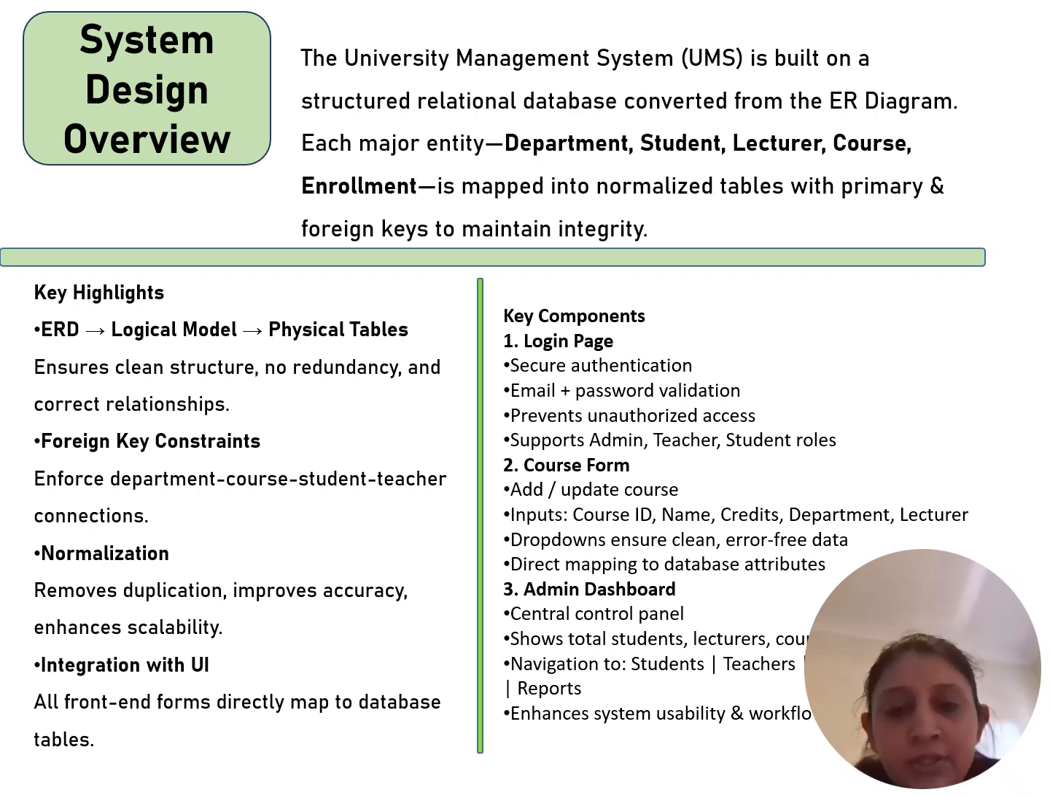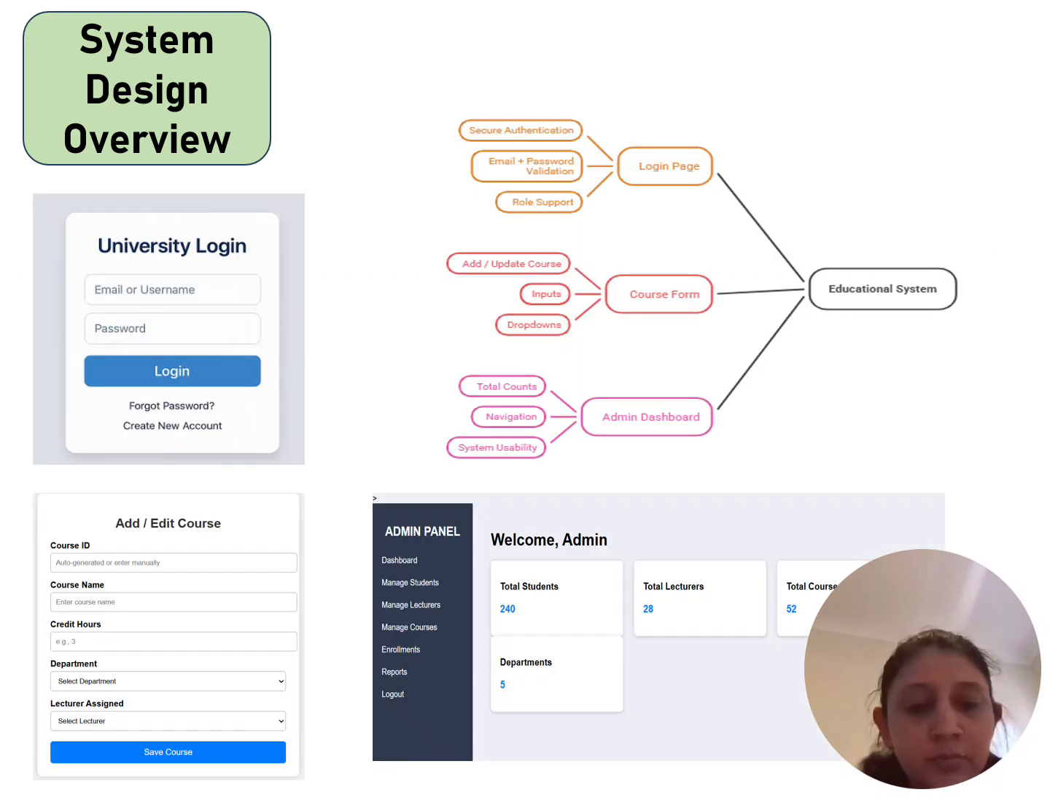In key components, there are the login page, course form, and admin dashboard. So let's move to the next slide. There is some system design overview. First of all, we go to the university login and enter our email and password, and there are some important features that we have to fill out, such as the login page, course form, admission dashboard, and educational systems. First of all, we go to the admin panel, and there are total students, total lecturers, and total course codes.